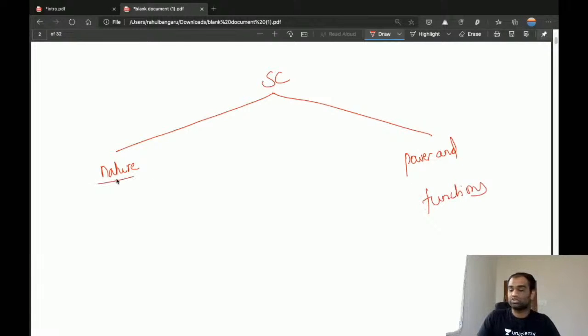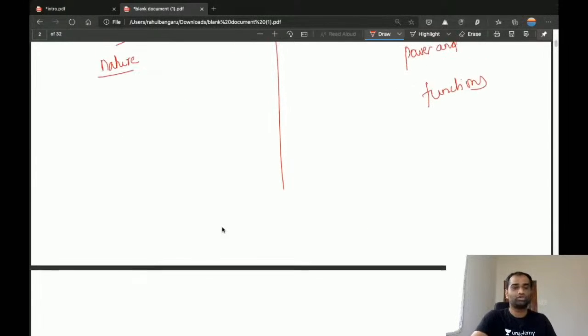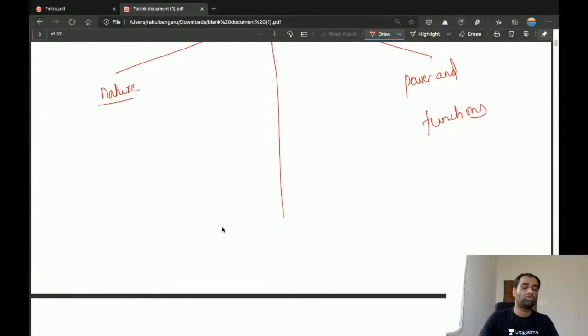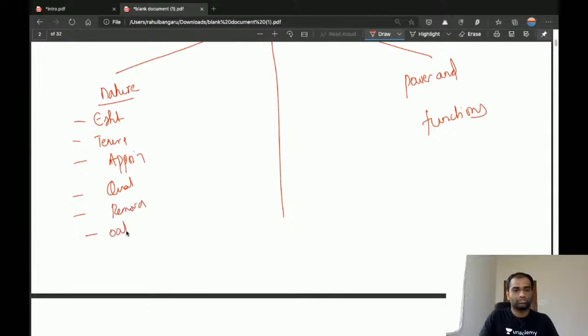In our last class we studied for almost 2 hours to examine the nature of Supreme Court, like how Supreme Court is established, and then the tenure of Supreme Court judges, their appointment, their qualification, their removal, their oath, and then we discussed appointment of other judges.